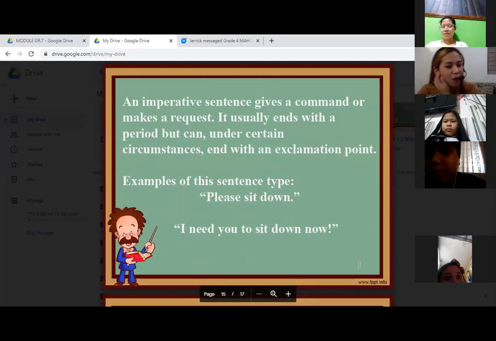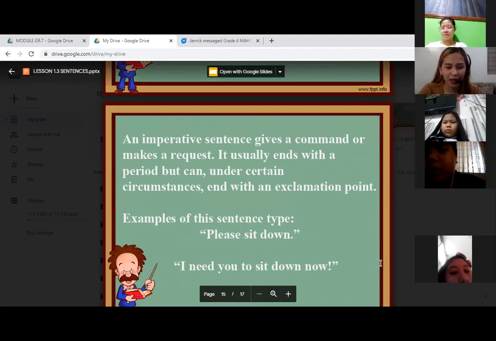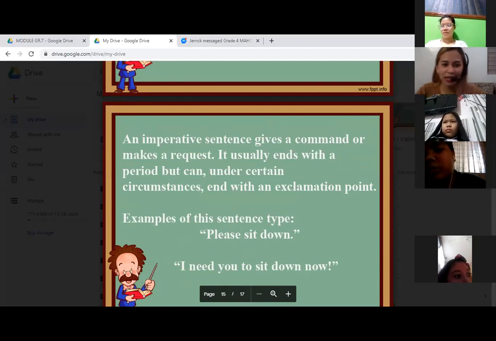Halimbawa, please sit down. Yung please sit down, it's a request. Kaya I use please. But in the second example, I need you to sit down now. That's already a command, because I did not use a polite word. Do you understand? Okay, sige, dalawa na lang. And then we are going to end our discussion.